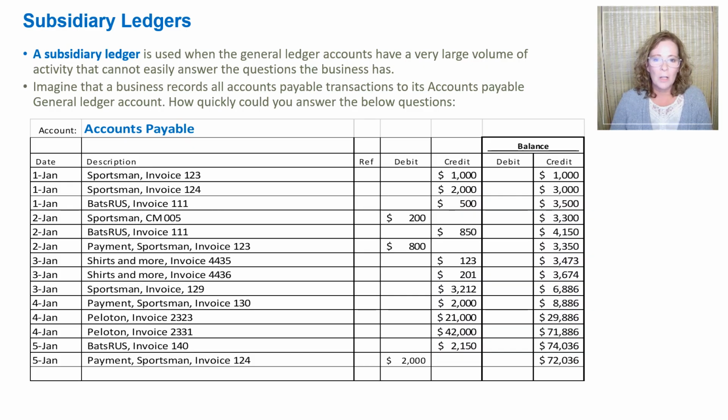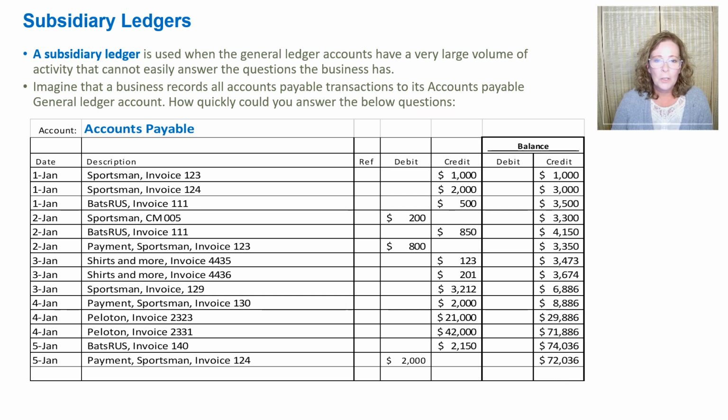A subsidiary ledger, often called a subledger, is used when the general ledger accounts have a very large volume of activity that cannot easily answer the questions the business has. Imagine that a business records all accounts payable transactions to its accounts payable general ledger account. How quickly could you answer the following questions? How many invoices did we receive from Sportsman, Peloton, and Shirts and More? How much do we owe each vendor?